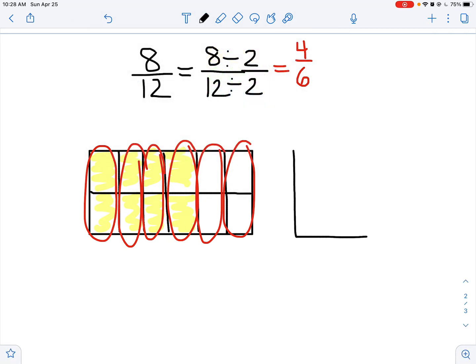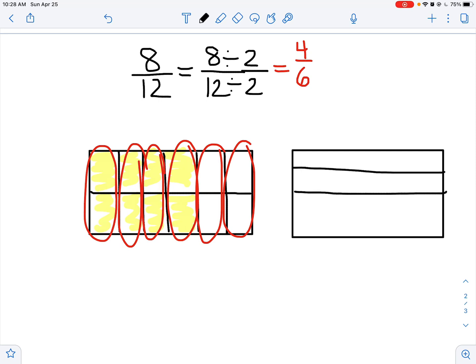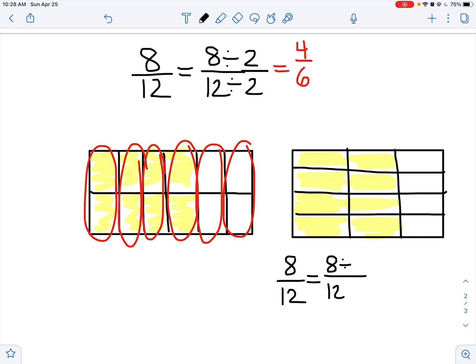Well, some of you might say, but wait a minute. I decided to do this. I know that I can make a 4 by 3 array for my 12ths, and I can highlight 8 of them by doing this. 1, 2, 3, 4, 5, 6, 7, 8. Okay, so I've got 8/12. Well, this time, as I look at it, I go, I can actually divide both parts by equal groups of 4. 1, 2, and 3.